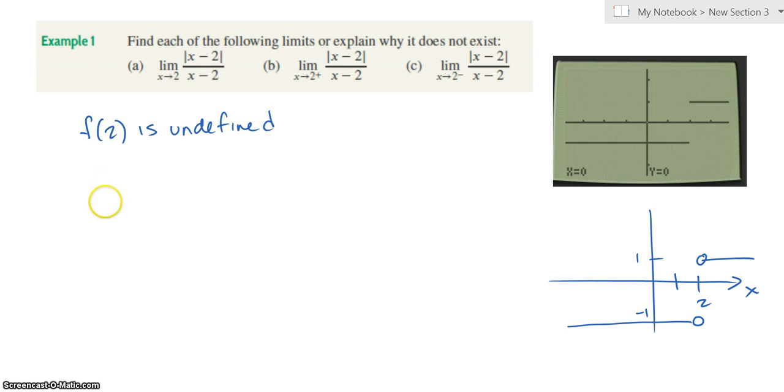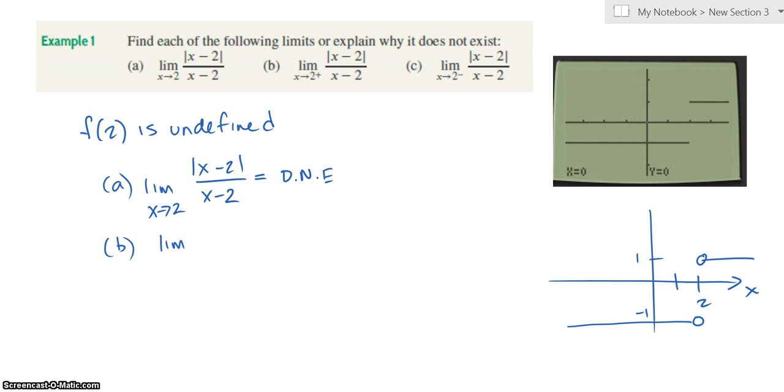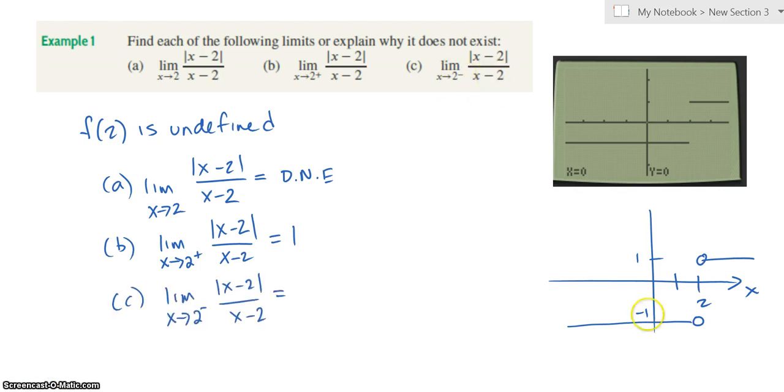So part A, what is the limit as x goes to 2? See, the right and the left go to 2 different values, so that one does not exist. But part B, we could talk about the limit as x goes to 2 from the right. That would be a little bit larger than 2, the right side of 2, and that looks like it's 1. Now let's look at part C. As x goes to 2 from the left, a little smaller than 2, the y value is -1. So it makes sense that the limit as x goes to 2 does not exist here. Hope that helps.